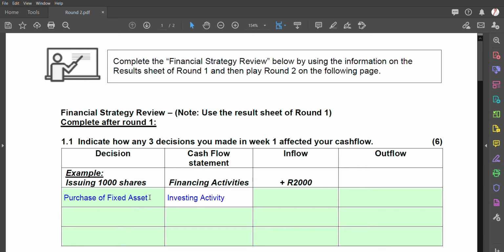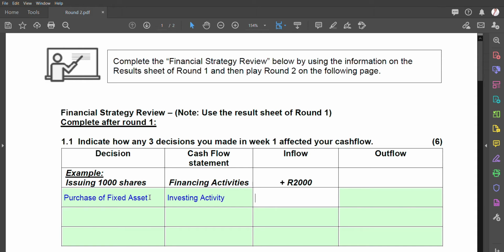Whereas the purchases of fixed assets is an investing activity. Remember, if you buy a fridge, that would be an investing activity. And finally, deciding to go into overdraft or issuing shares would be a financing activity.